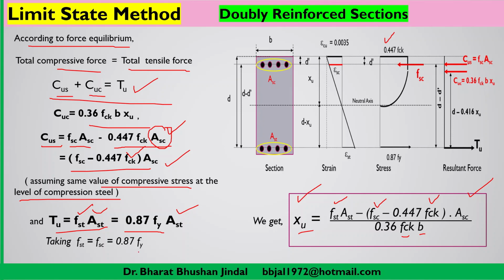Now here we are assuming one thing, that the stress in steel in tension as well as the stress in steel in compression is equal to 0.87 Fy. Again, for simplification of the calculation, we are taking this value. Otherwise, we have to use the iteration method. But in actual, FSC and FST depend upon the value of XU. That means the value of XU determines these FSC and FST values.